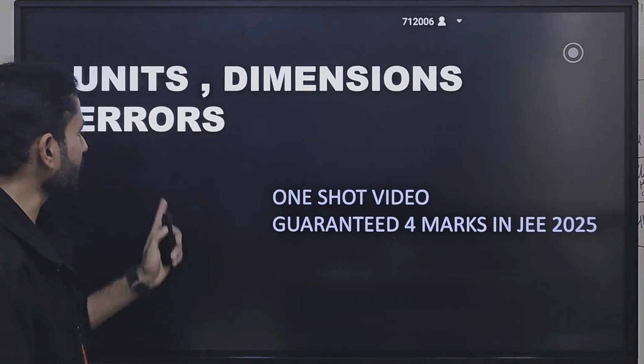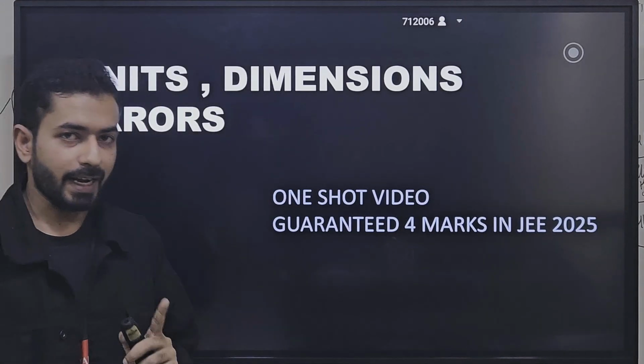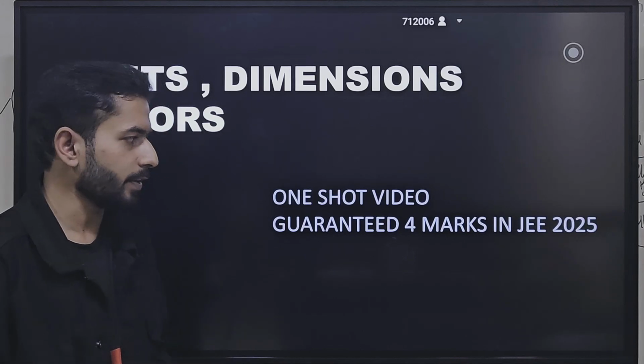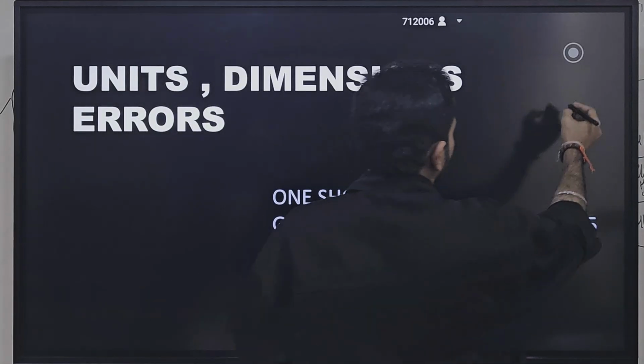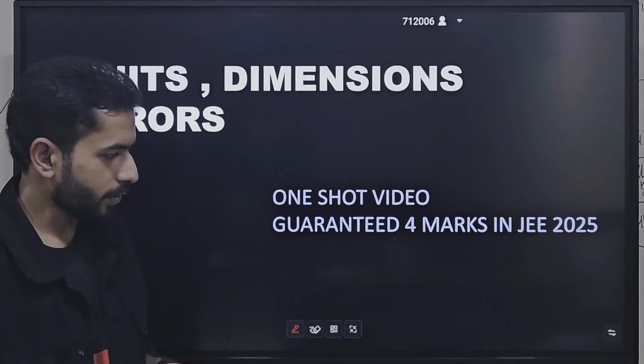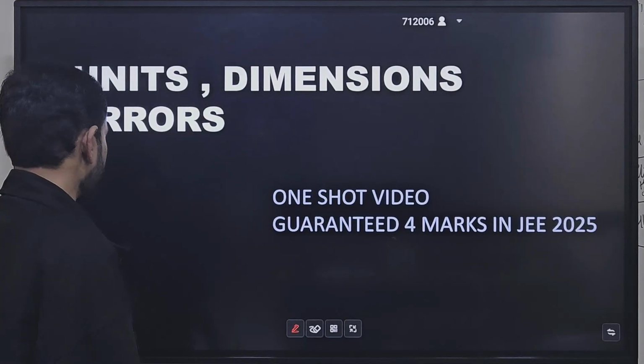Okay, so the chapter is units, dimensions and errors. Again, I'm telling you, we are going to focus on dimensions and errors because the questions have been coming from here. Firstly, let's see the summary. Then I will give you some time also for solving the questions, and then we will see forward.